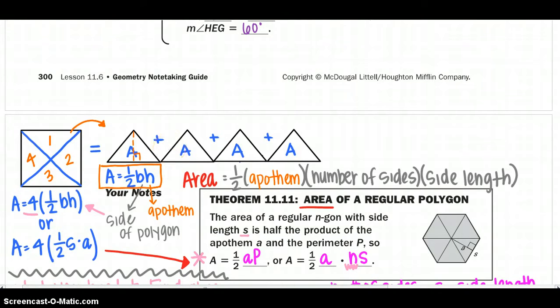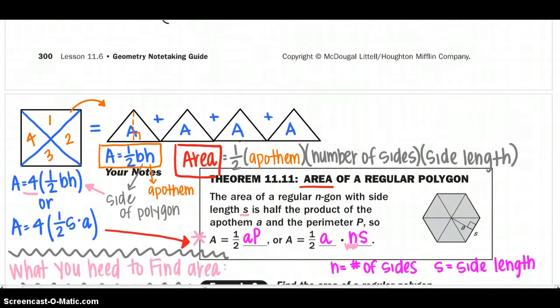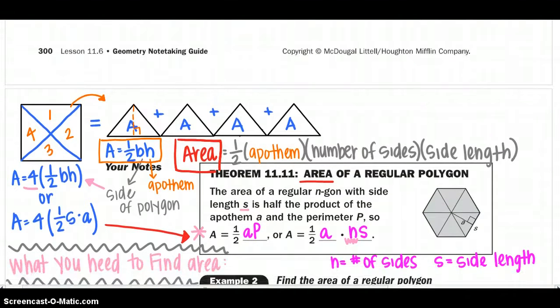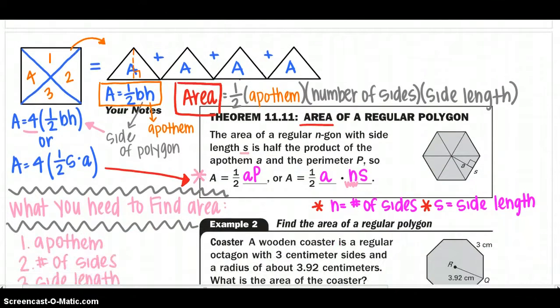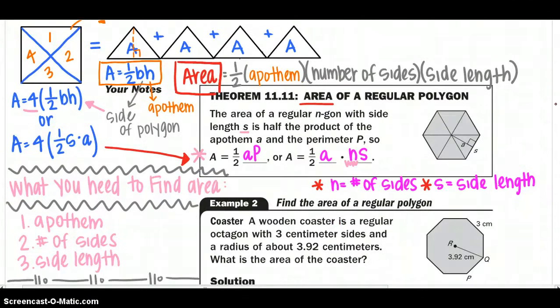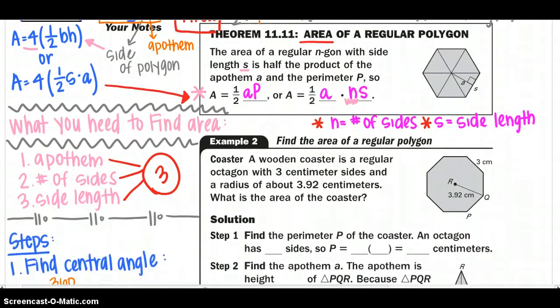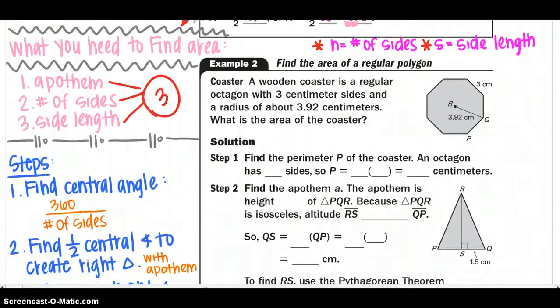So I've rewritten it up here on the top, so I would highly suggest writing that down in words, just so you don't forget what those letters mean. I've also designated n equals the number of sides, and s equals our side length that we've been talking about. So using that formula, you know that you need 3 things, the big 3, to find your area: the apothem, your number of sides, and your side length. So that's kind of what our goal is to find when we go through the problems.